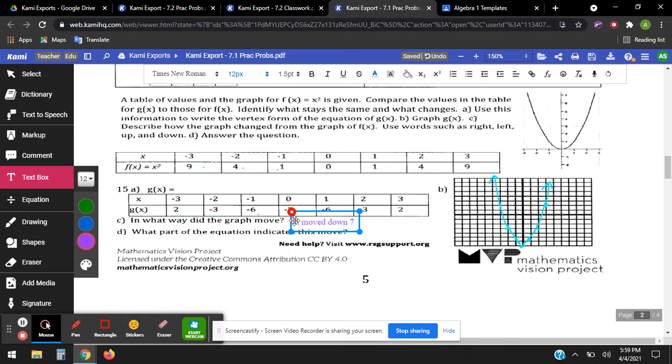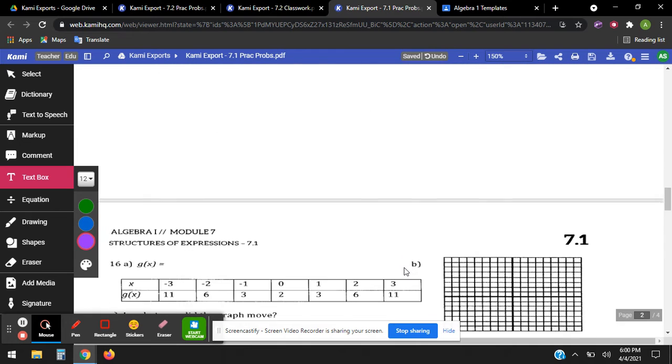Graph went down 7. And so in my equation, if you think about when we did our equations, what part of that shows it? Well, we have the x squared, right? So x squared, 3 squared is 9, but then I took 7 away from it to get 2. 2 squared is 4, then I took 7 away from it to get -3. So what part of the equation shows this? The -7 at the end.